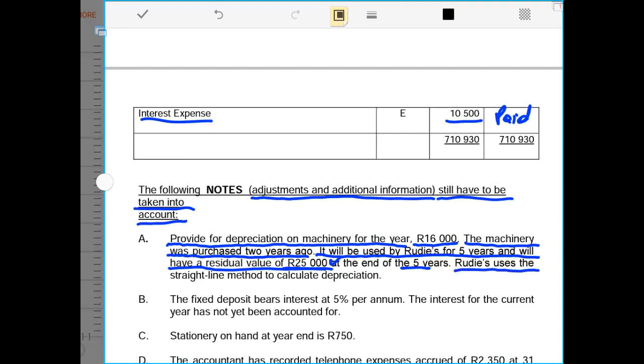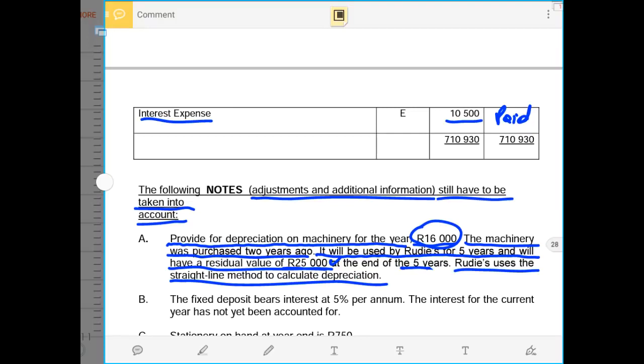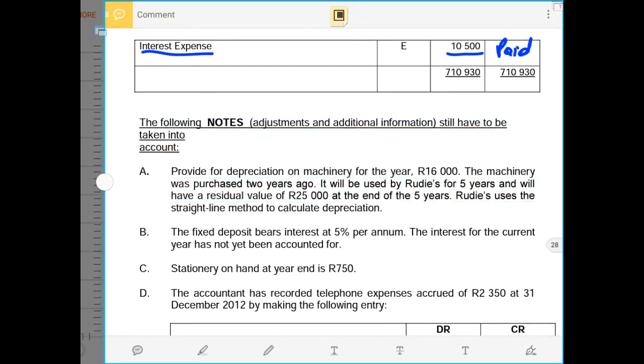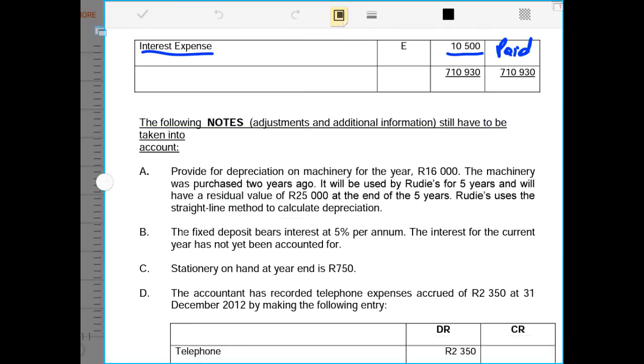And Rhodis uses the straight line method of calculating depreciation. So in this case, remember, we are already given 16,000 as depreciation for the year. So there is nothing to worry about in terms of calculations. They just gave us the policy with regard to the calculation of depreciation on equipment, that it is for 5 years and the straight line method.